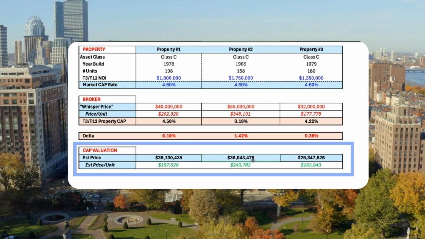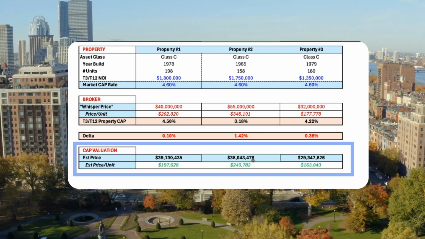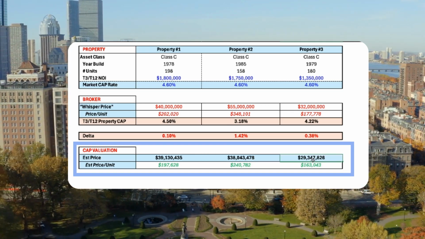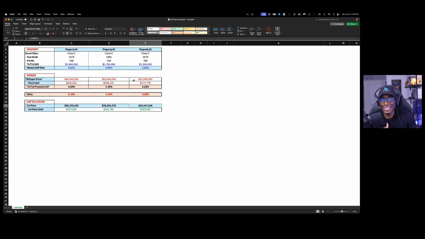The second property is 38 million based on the NOI and the market cap rate. And the third property is $29.3 million. If we're looking at all of these deals, it's easy to see that property 2 is overvalued. Cap rate is just one of several metrics when looking at deals. You want to look at why the seller is trying to sell that property at a 3.18% cap rate when the market cap rate is 4.60. It could just be overpriced, or there could be a reason. But this is a quick way to help screen out deals that are overpriced.